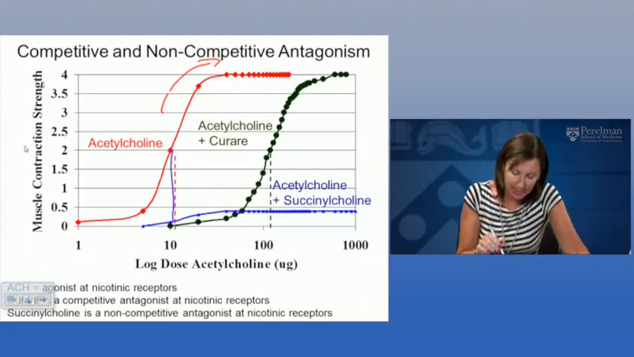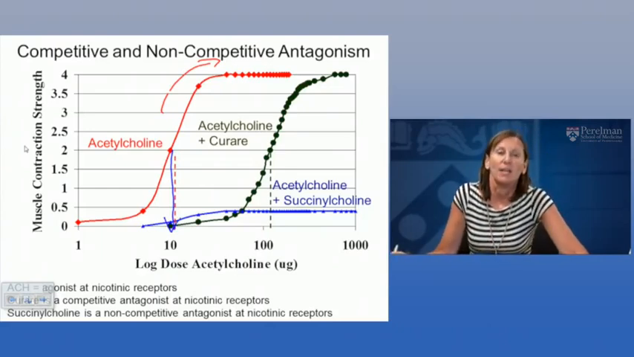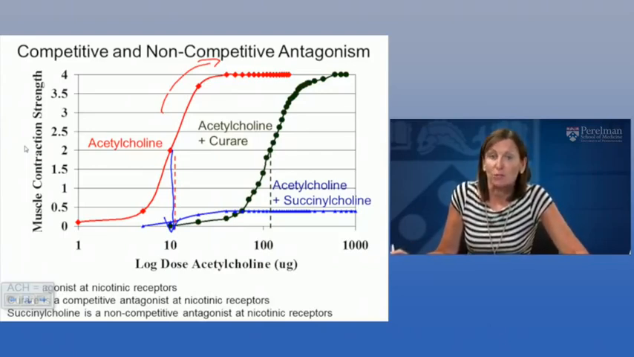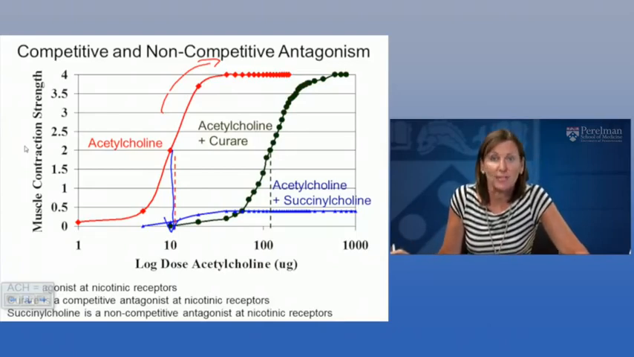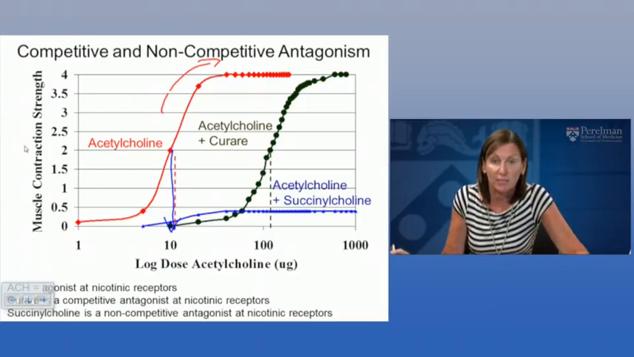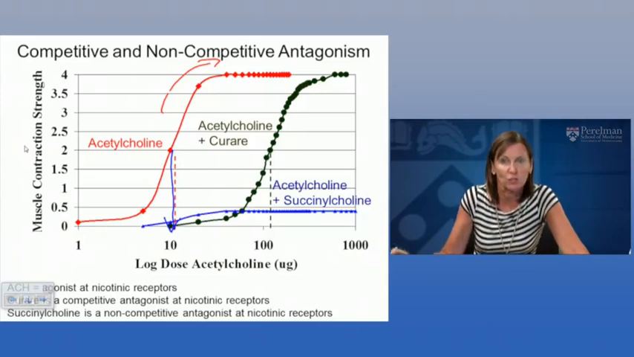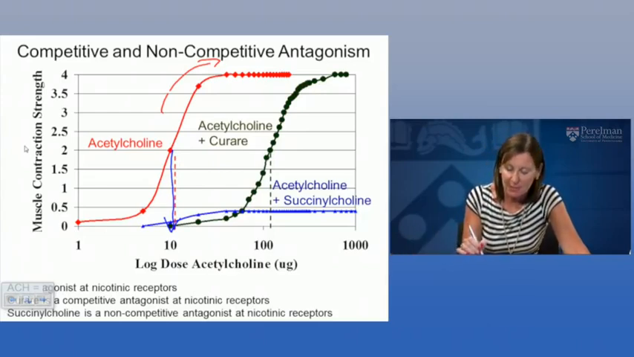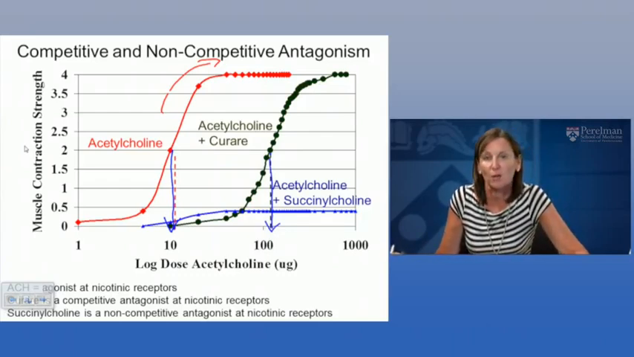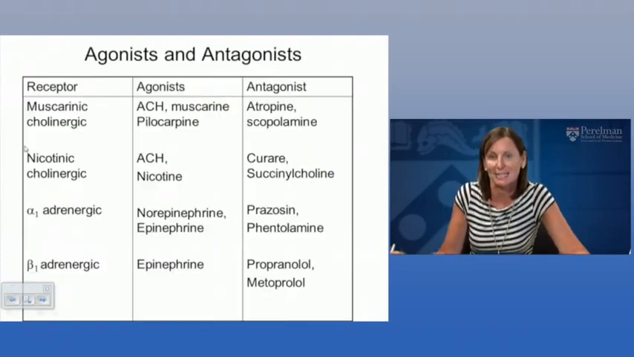You can calculate the EC50 by dropping down a vertical line to the x-axis at the 50% response rate. In the presence of curare, which is a competitive antagonist to the acetylcholine muscarinic receptors, nicotinic receptors, you shift the dose-response curve to the right. And here you can see that the EC50 is at a much further point along the dose, the concentration of the drug on the x-axis.